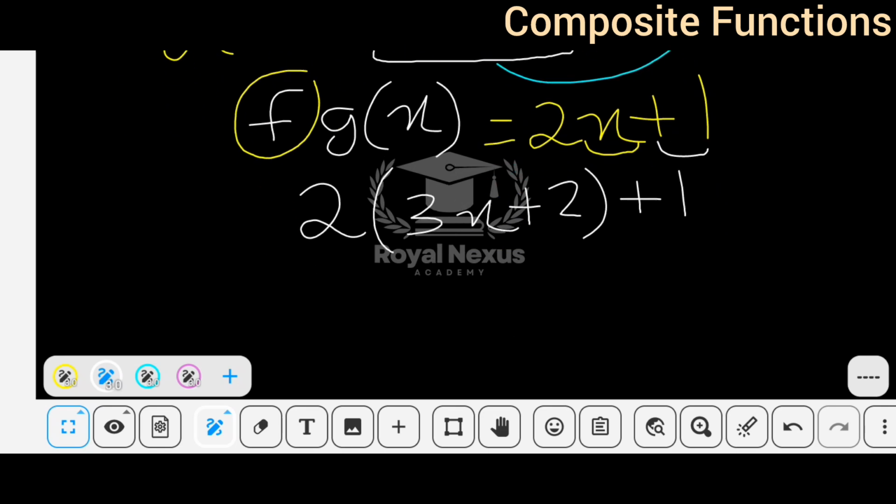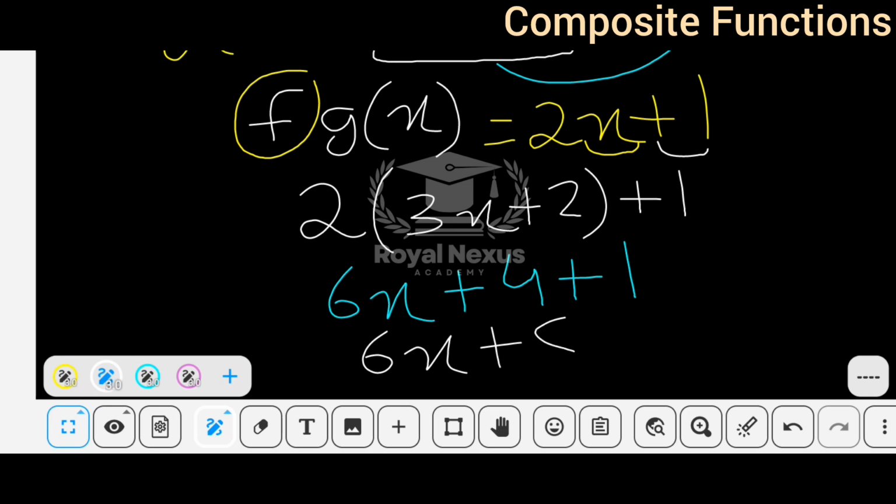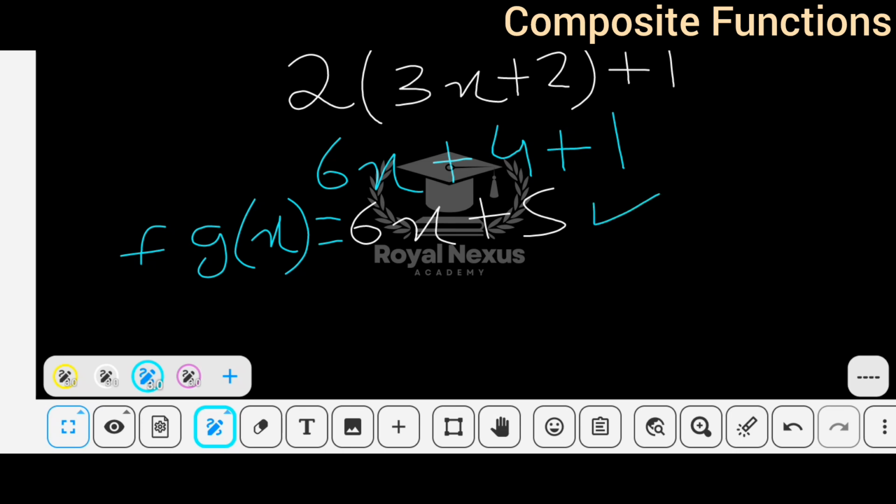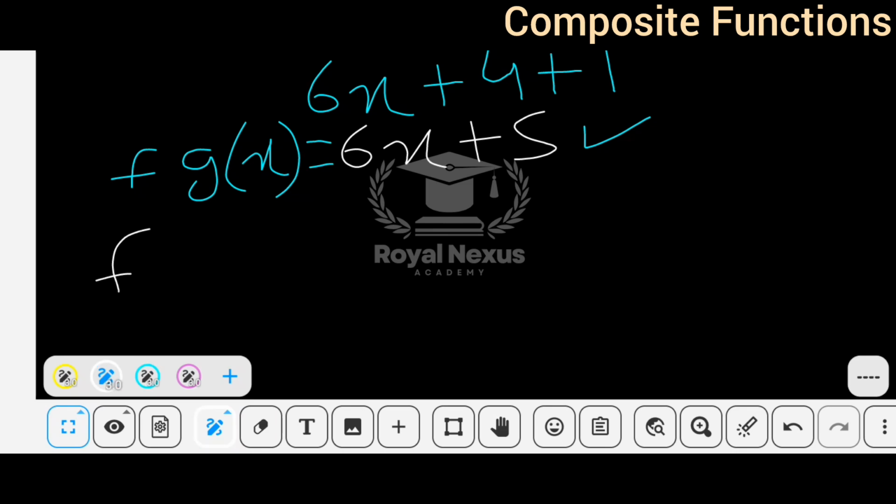Now if we open the brackets, 2 times 3 is 6, so 6x, plus 2 times 2 is 4, and plus 1. If we solve it, it's 6x plus 5. So basically this 6x plus 5 is the function f g of x. When we substitute g of x into f of x, the answer that we get is 6x plus 5.